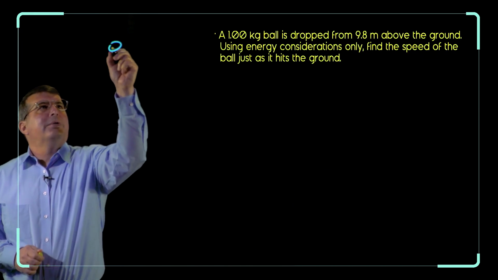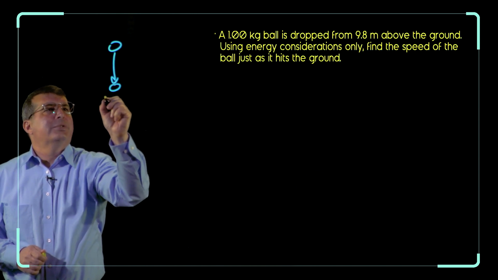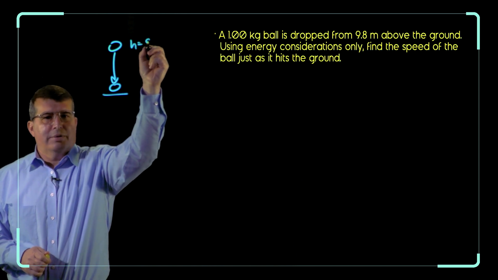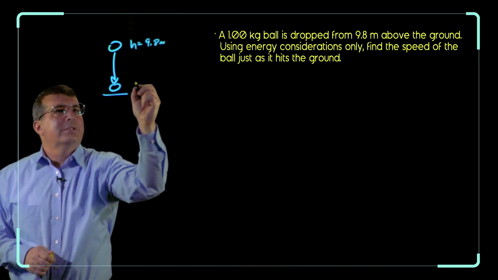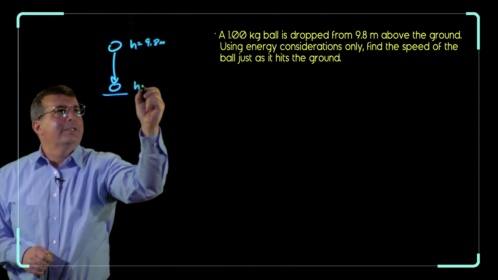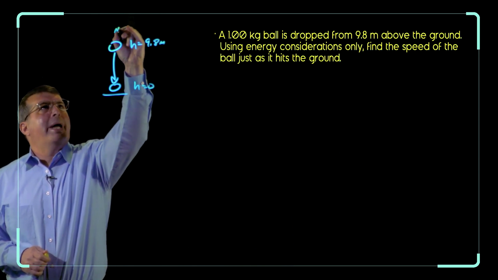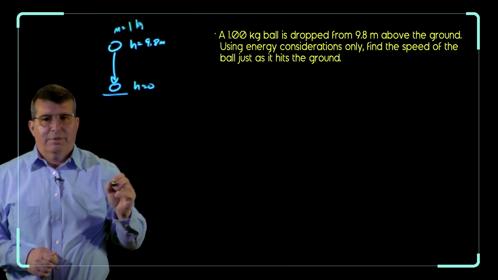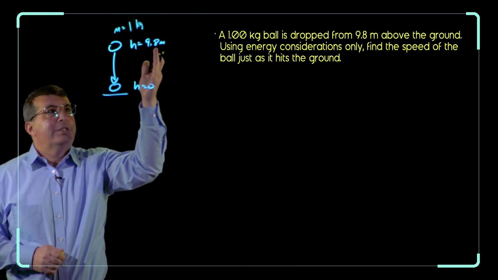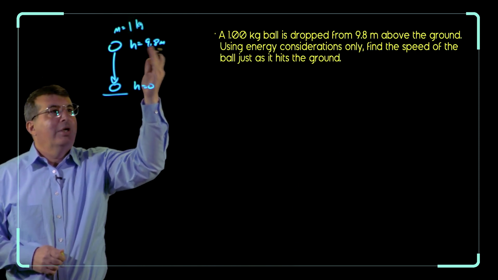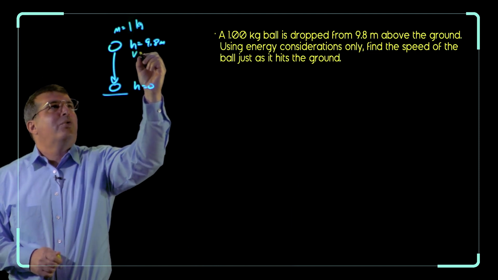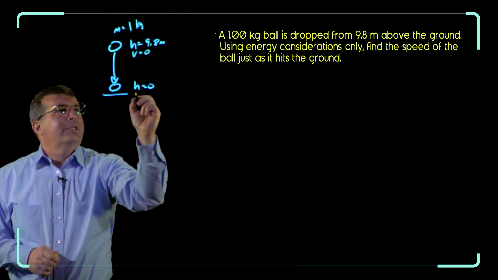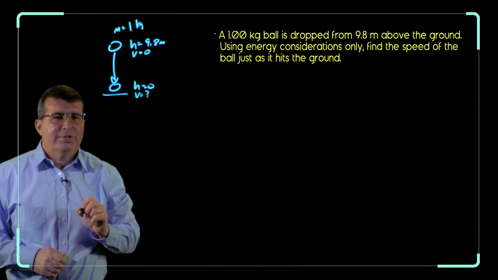Okay, here's the ball, falls down, and just before it hits the ground, so it has a height of 9.8 meters, and at the end its height is 0. The mass of the ball is 1 kilogram. The initial height is 9 meters. Falls down, the height is equal to 0. It's dropped from rest, so v is equal to 0 to begin with. And the question is, what is its speed just before it hits the ground?